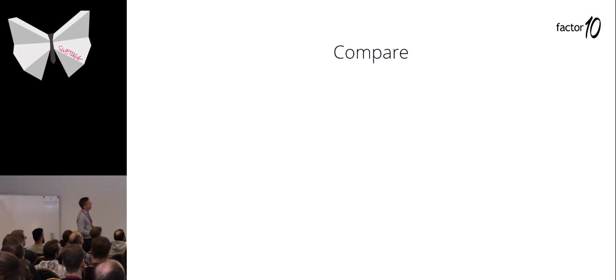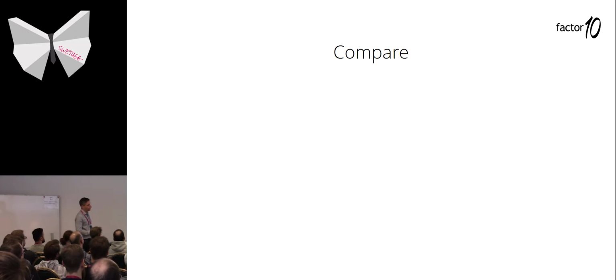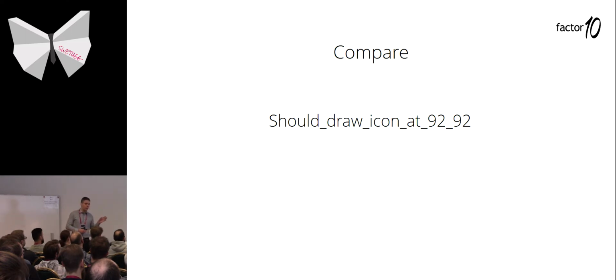So if you compare just two test names, you can tell me what you think. We have one test that says that some piece of code should draw an icon at 92, 92. If you would see that fail, what would you think? Why do we need an icon at 92, 92?